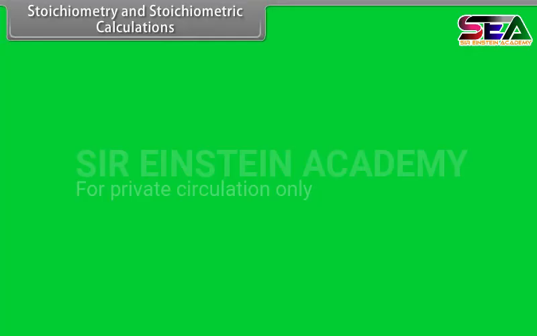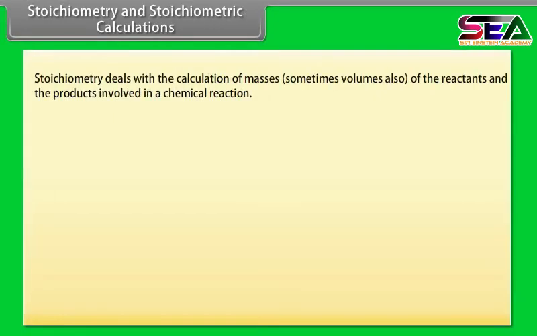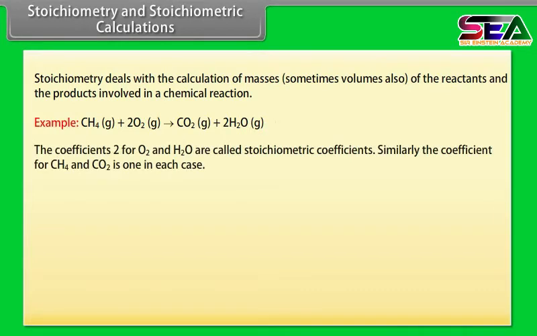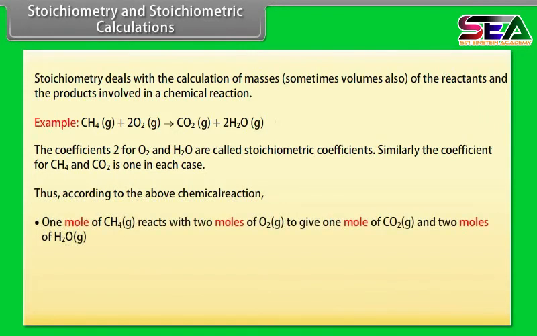Stoichiometry and stoichiometric calculations. Stoichiometry deals with the calculation of masses, sometimes volumes also, of the reactants and the products involved in a chemical reaction. Example, CH4 plus 2O2 gives CO2 plus 2H2O. The coefficients 2 for O2 and H2O are called stoichiometric coefficients. Similarly, the coefficient for CH4 and CO2 is 1 in each case. Thus, according to the above chemical reaction, 1 mole of CH4 reacts with 2 moles of O2 to give 1 mole of CO2 and 2 moles of H2O.